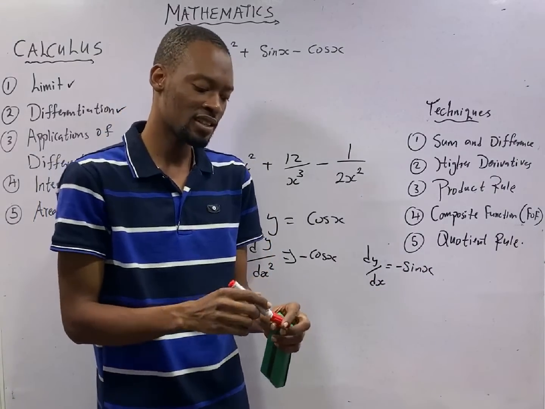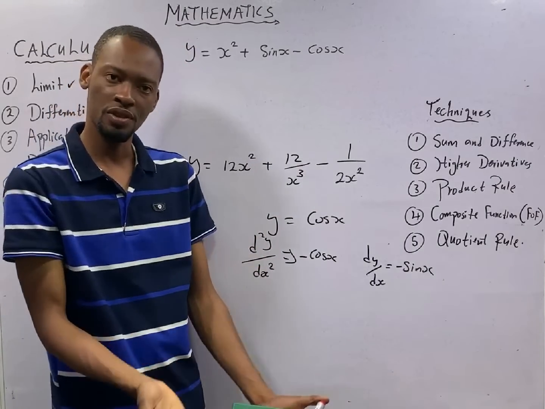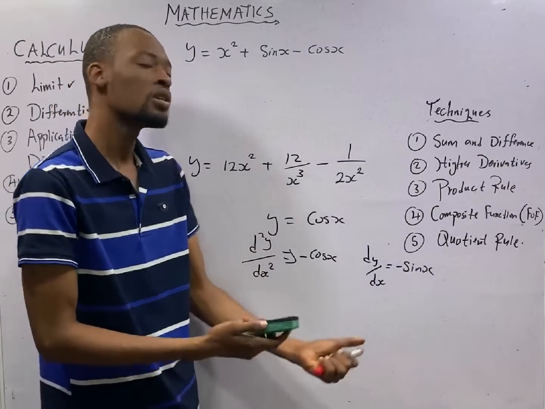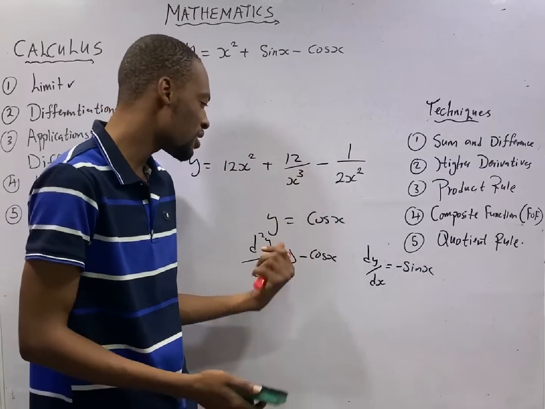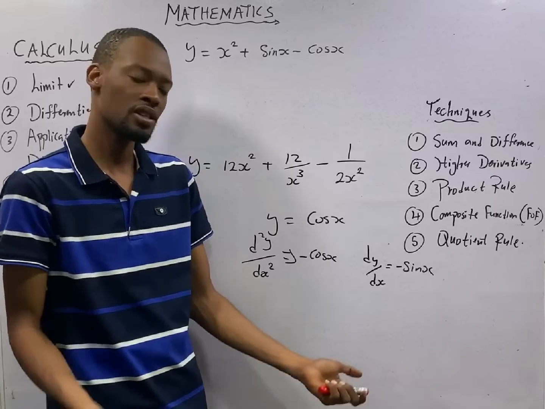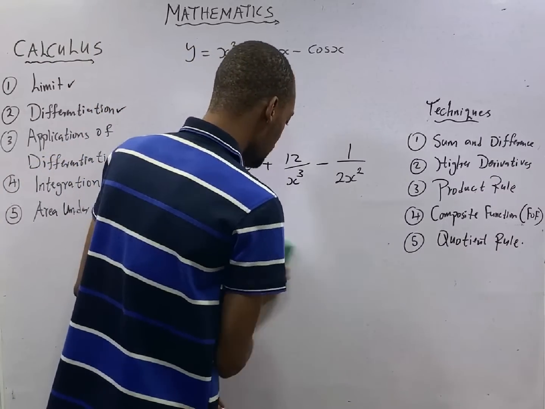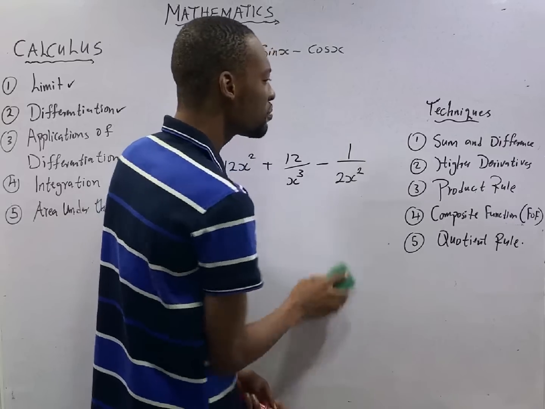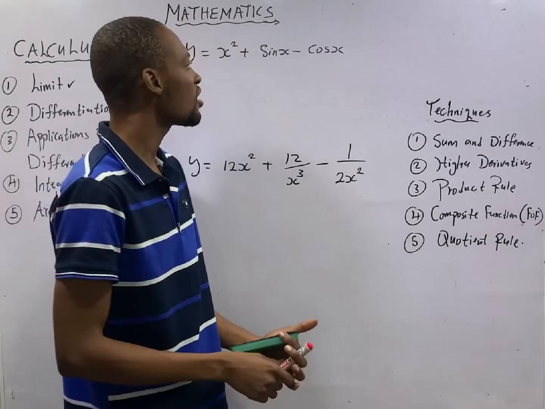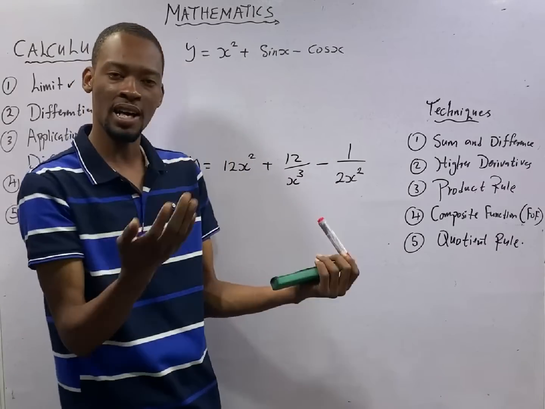That is higher derivatives. The power here determines how many times you differentiate. If the power is 2, differentiate 2 times. If the power is 3, differentiate 3 times. If the power is 4, differentiate 4 times. And I told you that for sum and difference, there is actually nothing much, no big deal. It is just a way of saying differentiate each of them and add.